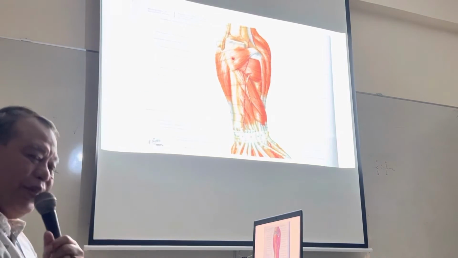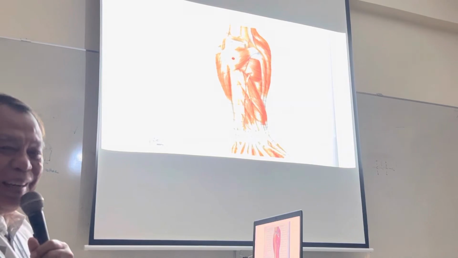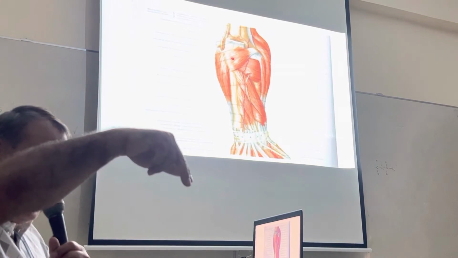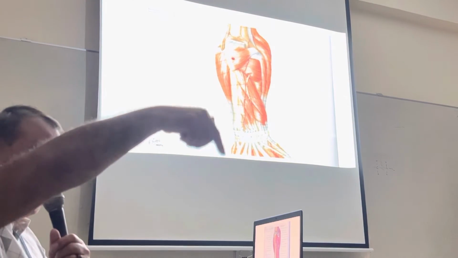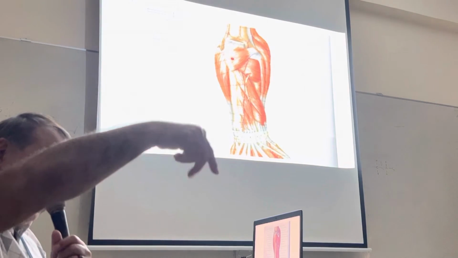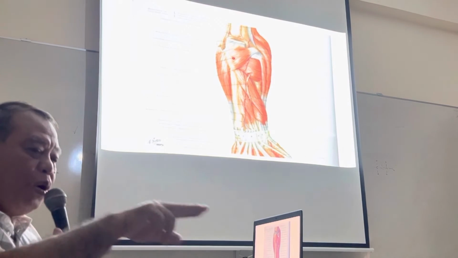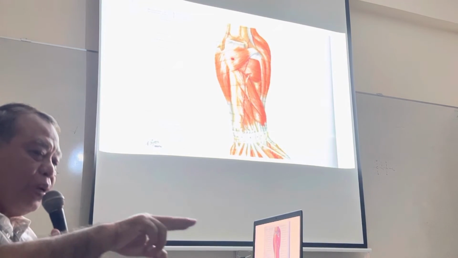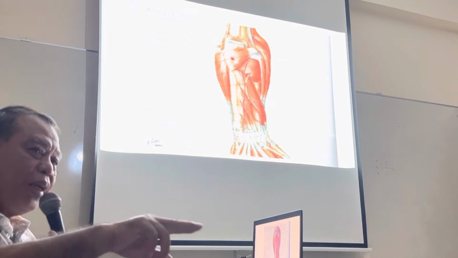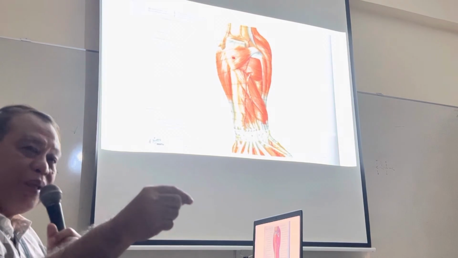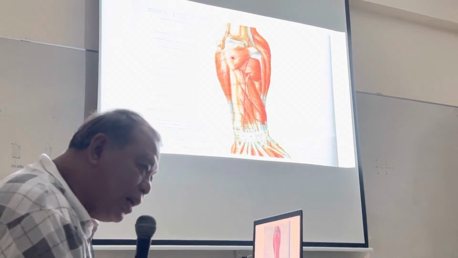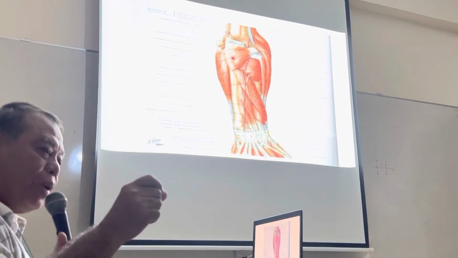By the way, the axillary artery is the continuation of the subclavian artery. When will you call it axillary? After passing the outer border of the first rib, it is called axillary. And then it goes down to the lower border of the tendon of teres major. That is the boundary where it changes its name. It is called the brachial artery.